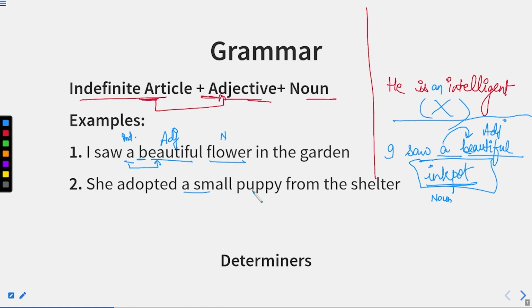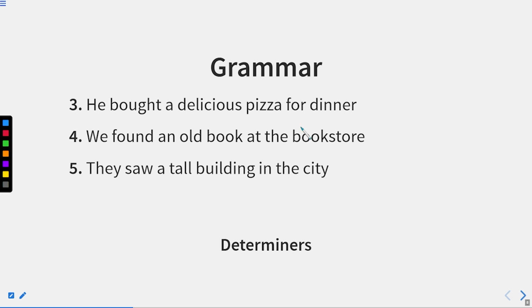She adopted a small puppy from the shelter. So you can see over here, she adopted a small puppy. Now puppy is a noun, small is an adjective, and a is an indefinite article. But if I say she adopted a small, that will be incorrect. Now let us move to the next one. He bought a delicious pizza for dinner. Now he bought a delicious pizza. Pizza is noun, delicious is adjective, and a is indefinite article.